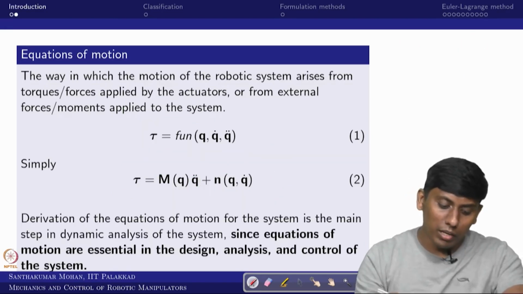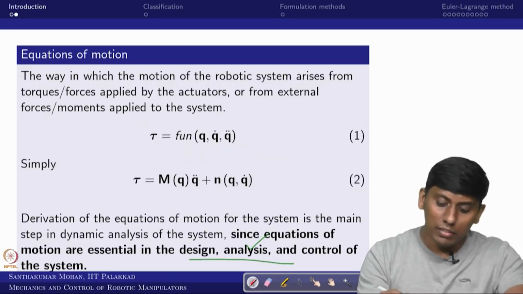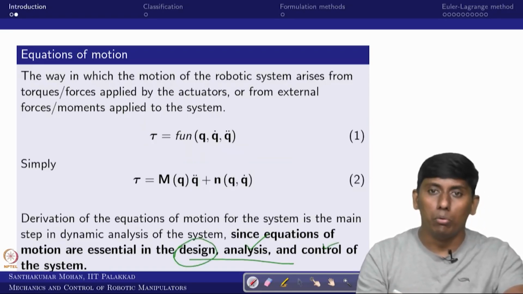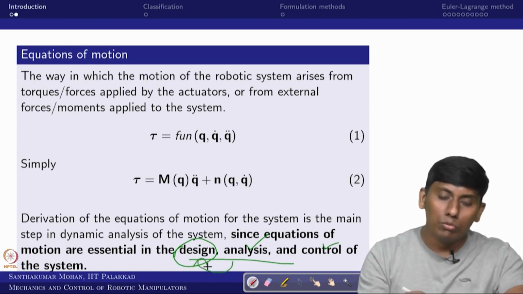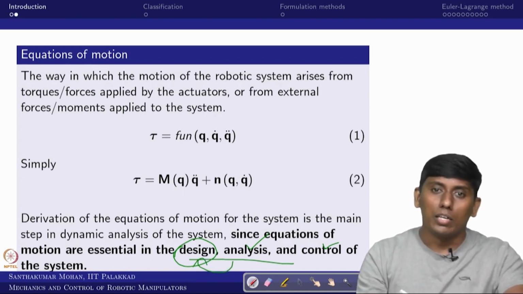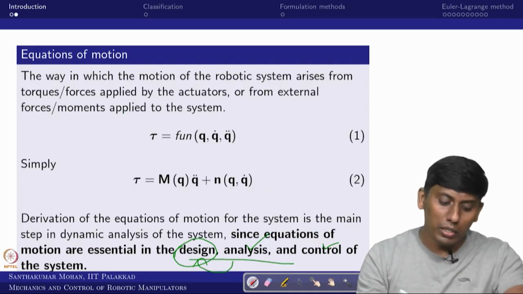Why this is very important is because it is helpful for analysis and control, and similarly this can be used as a design tool, in order to cross verify your system and further use it for the design aspect. So that's why this is very important.